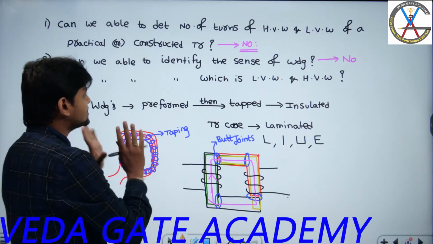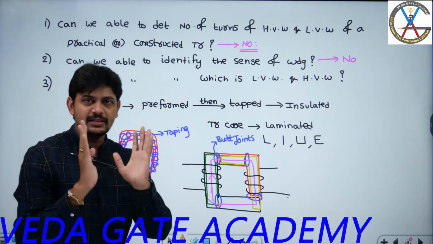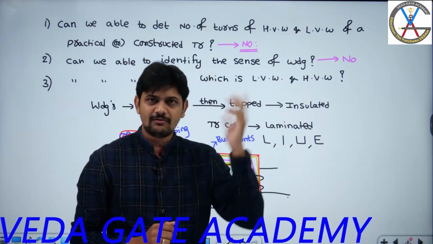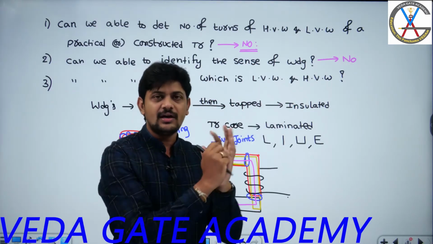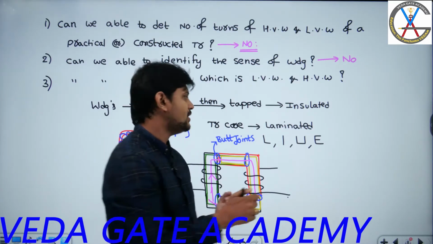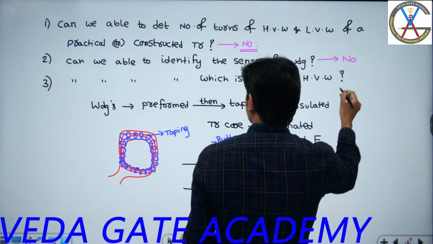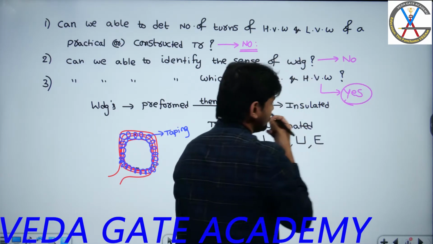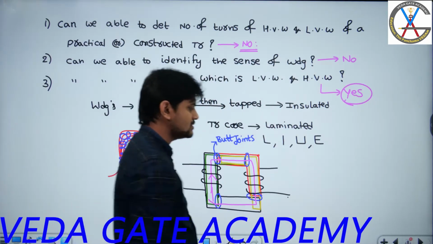If I give you a constructed transformer, by seeing that constructed transformer, or if you go to the adjacent road, on the roads you will have a transformer, right? By seeing that, can we say which is HV and which is LV winding? Yes, we can say which is HV and which is LV winding. How can we say that? Let us try to focus on that.